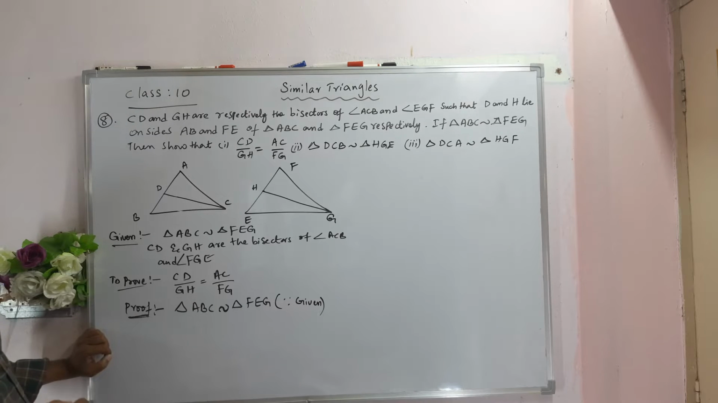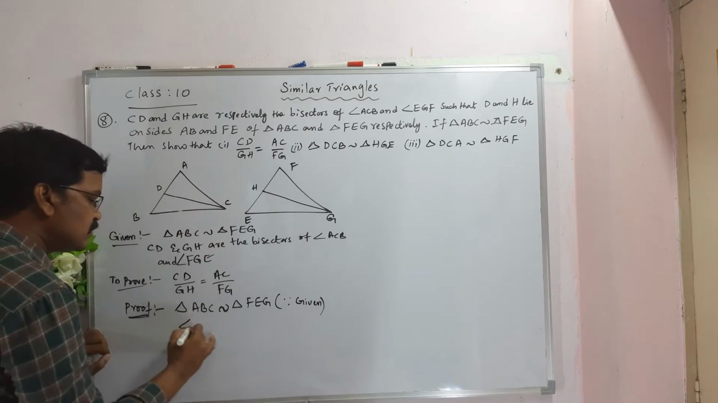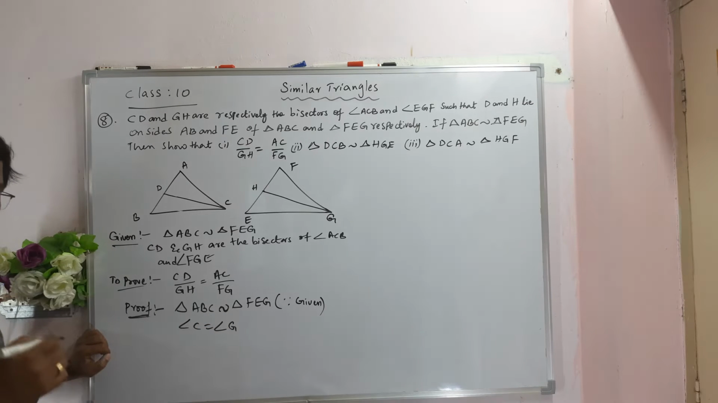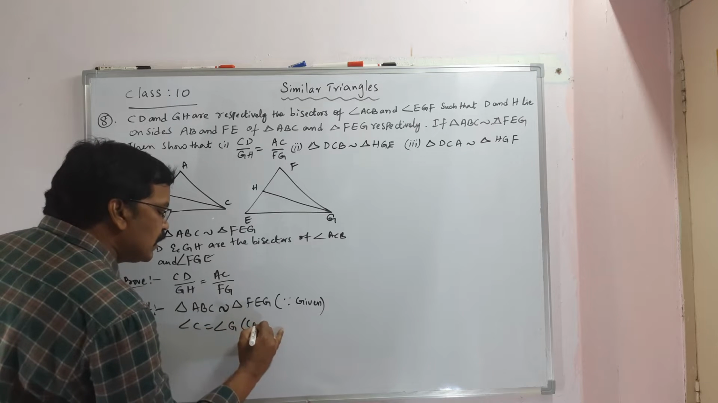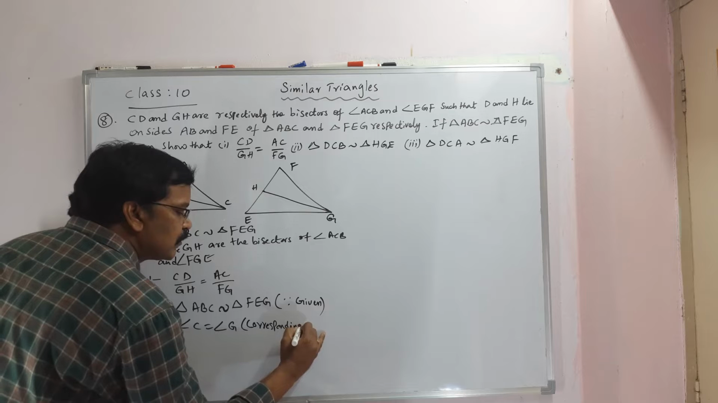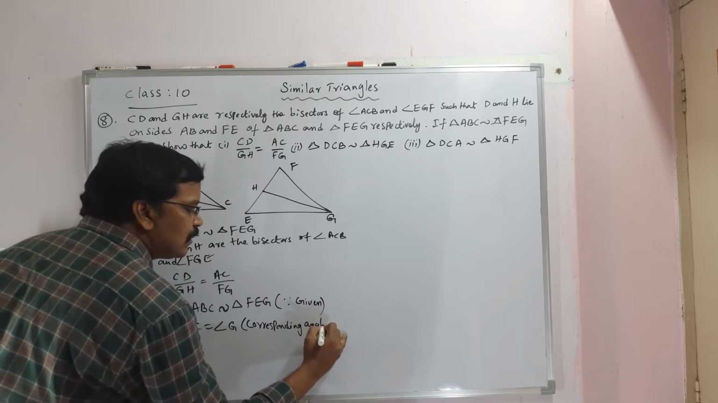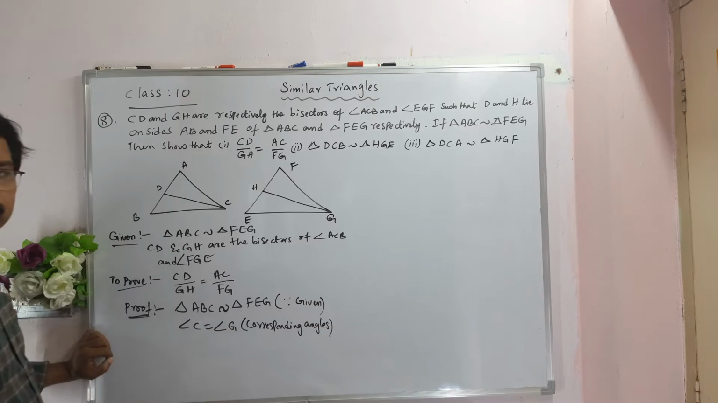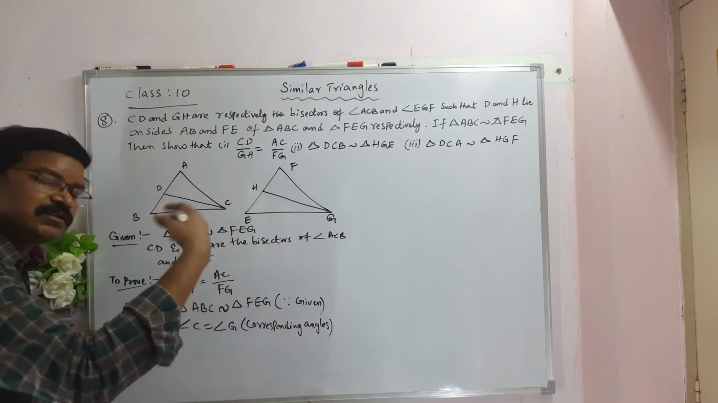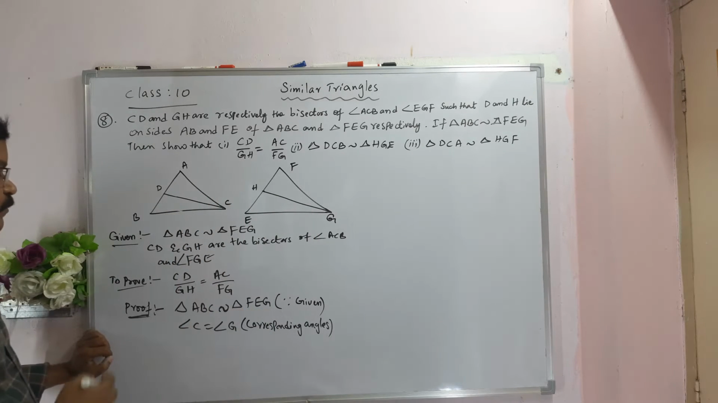And what next here? Here this angle C is equal to angle G. Why are angle C and angle G equal here? They are corresponding angles. Corresponding angles are equal. Since these two triangles are similar, therefore angle C and angle G are also equal. They are corresponding angles. Okay.